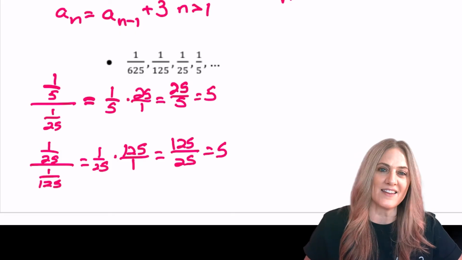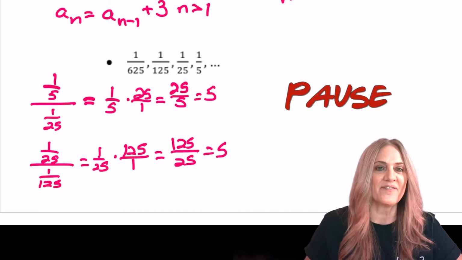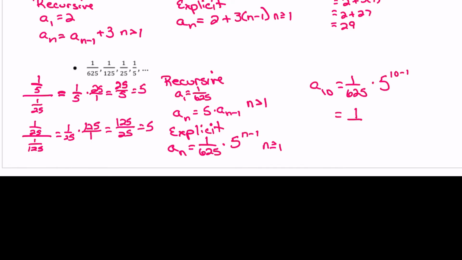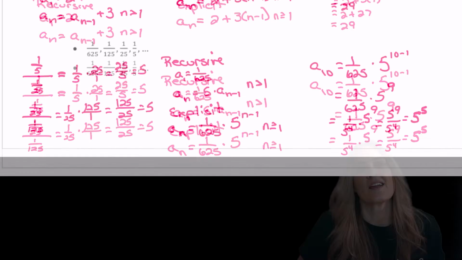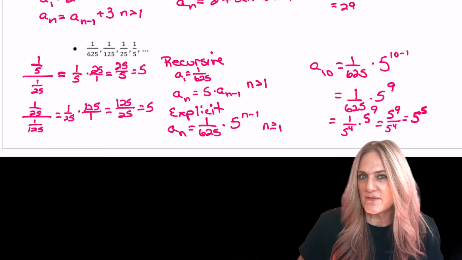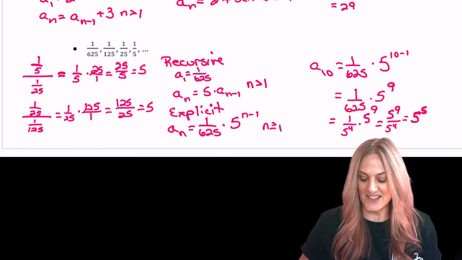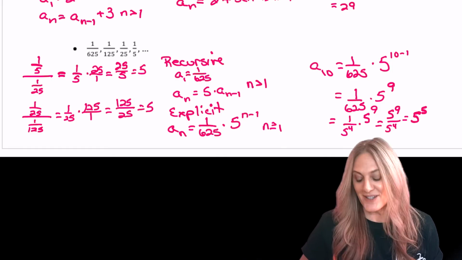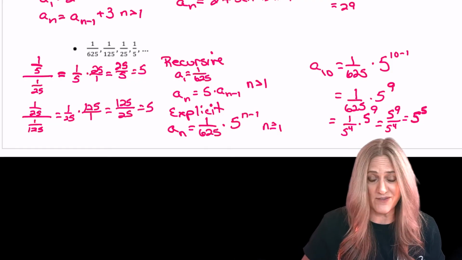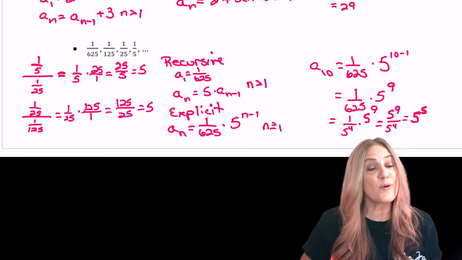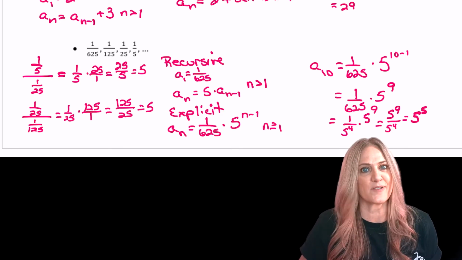Take a moment and write the recursive definition, explicit, and then find a sub 10. Take a look, make sure you have both parts of the recursive definition and the qualifier that n has to be greater than 1, and then the explicit definition. In addition, on a sub 10, you could have stopped right after 1 divided by 625 times 5 to the 9th, but I went a step further. 625 is 5 to the 4th, so 5 to the 9th divided by 5 to the 4th is 5 to the 5th.